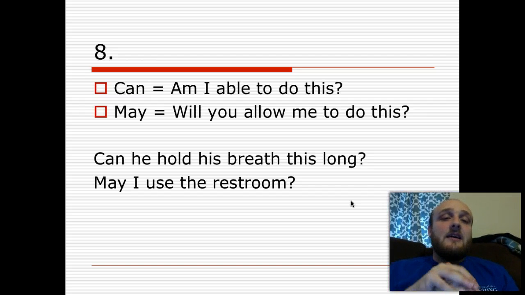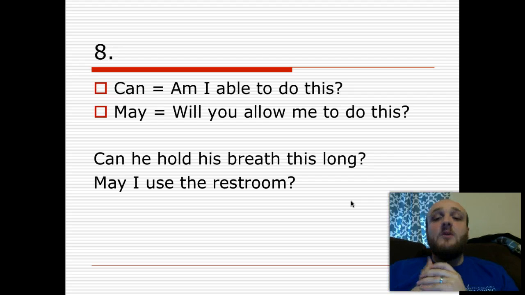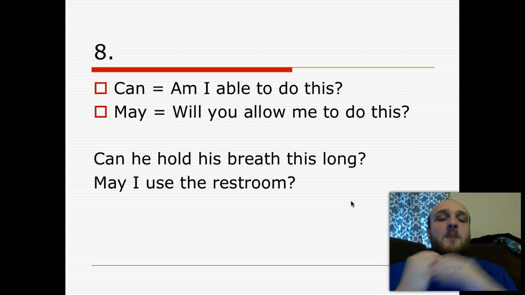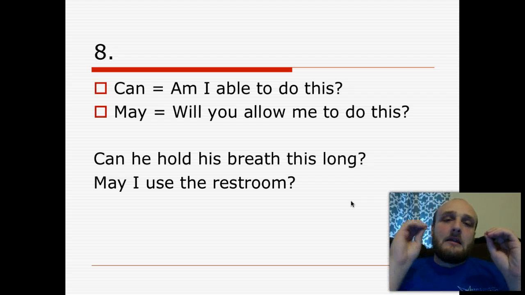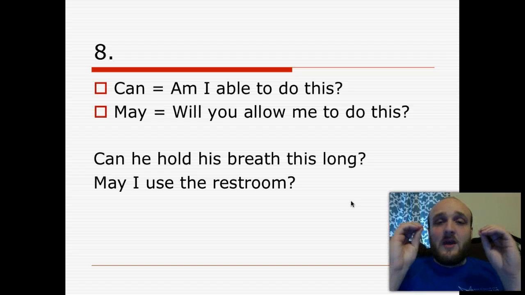Can is an example of you asking me, am I able to do this? May is the difference with you asking me, may I do this? Will you allow me to do this? Okay, may is used for permission. Can is used for ability. Are you able to do it?